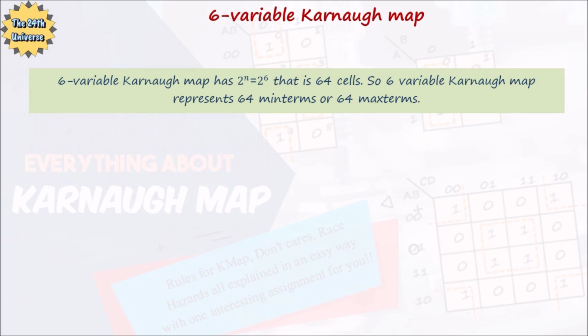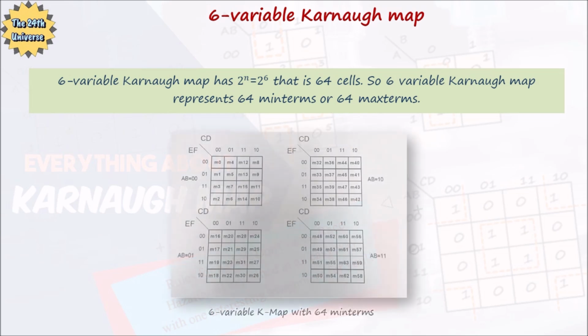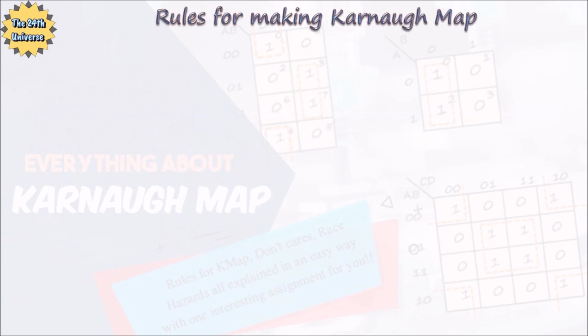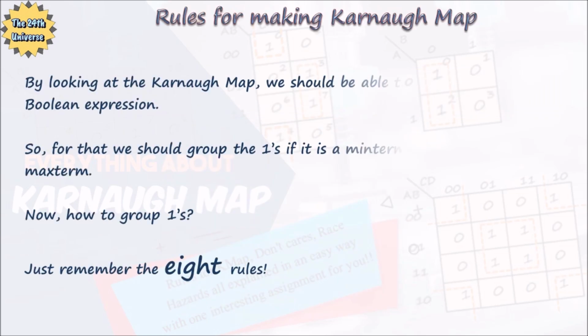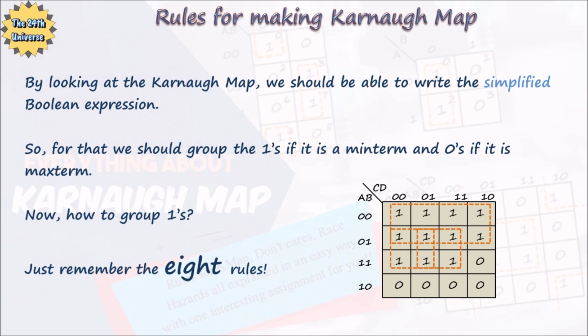So a 6 variable Karnaugh map represents 64 minterms or 64 maxterms. It can be represented like this. Now let us see the rules for Karnaugh map. By looking at the Karnaugh map, we should be able to write the simplified Boolean expression. For that we should be able to group the ones, or the zeros if it is a product of sums.